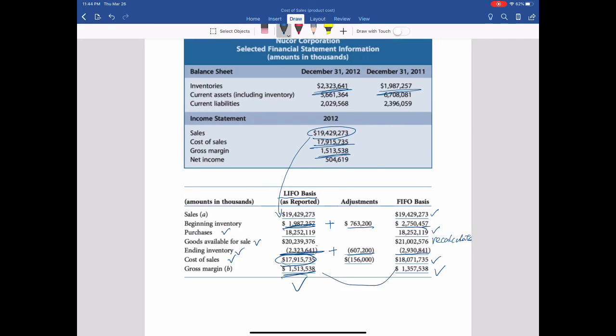If you compare both cost of sales and gross margin, there is a very significant difference. So if we analyze a firm's income statement or earnings without considering what cost assumptions the firm uses, especially when we compare two firms in the industry using different cost flow assumptions, you may not get the right conclusion.